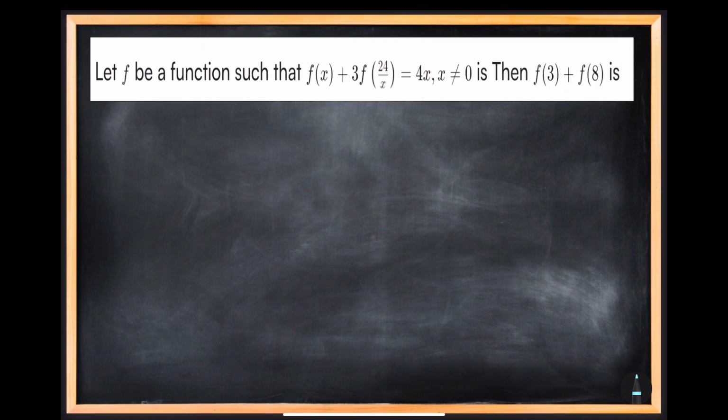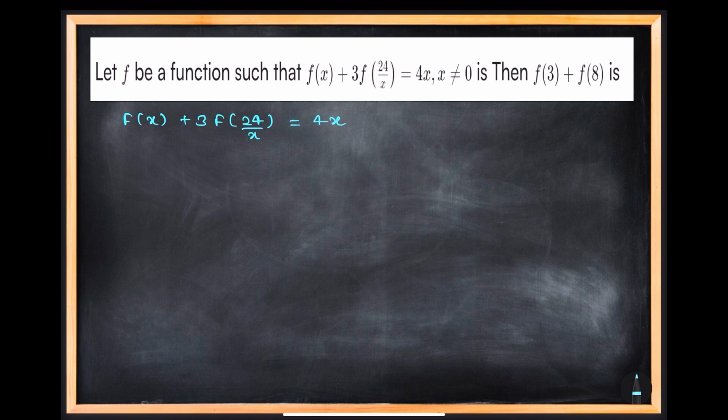So we got this situation to handle. Let f be a function such that f of x plus 3 times f of 24 by x is equal to 4x, x not equal to 0, then the value of f3 plus f8.